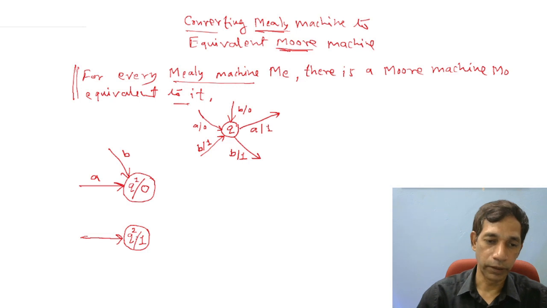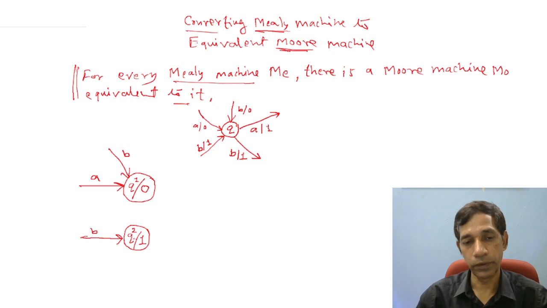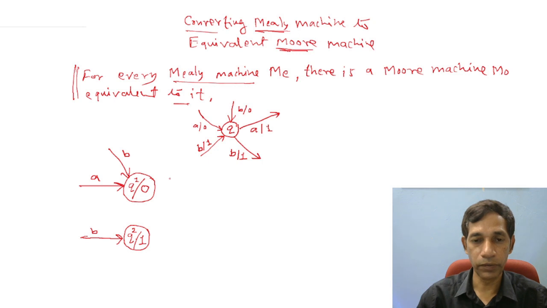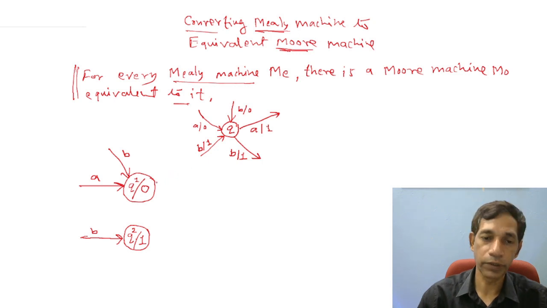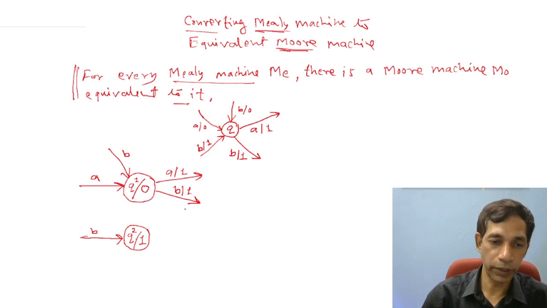So we can say that in the second copy the edge B is coming, and you can do like this, and the outgoing edges will remain the same. From Q we have the two outgoing edges. One is A/1 and the other is B/1. So here also we will have the same outgoing edges: A slash 1, and B slash 1.